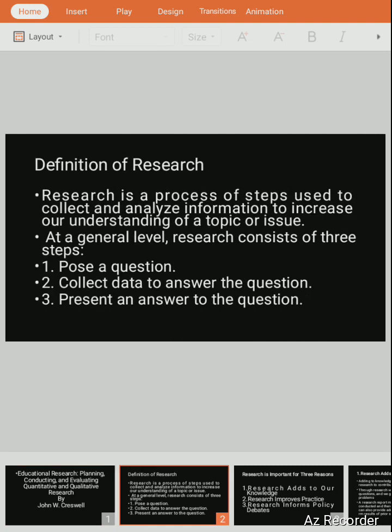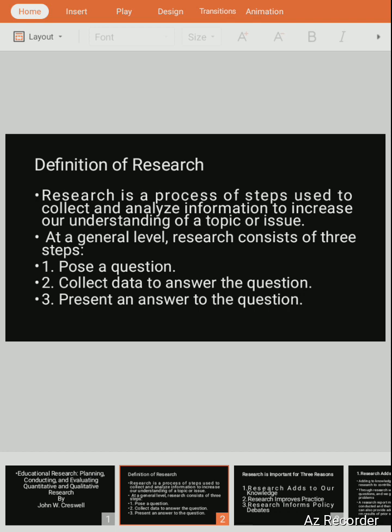First of all, we need to know what is research. Why do we conduct research? Research is a process of steps used to collect and analyze information to increase our understanding of a topic or issue. Research is conducted in order to solve problems, issues in the society.